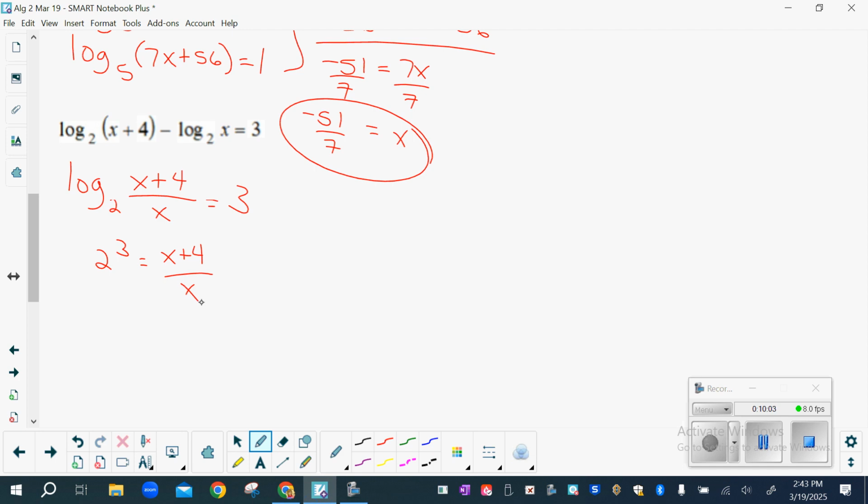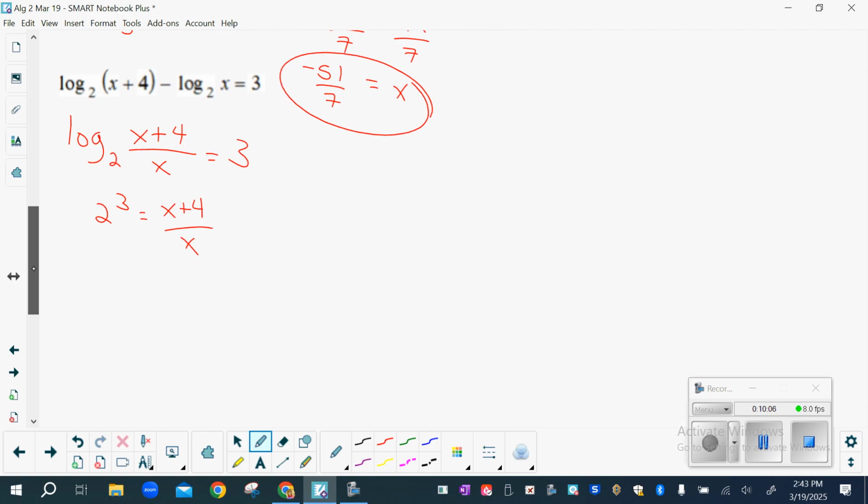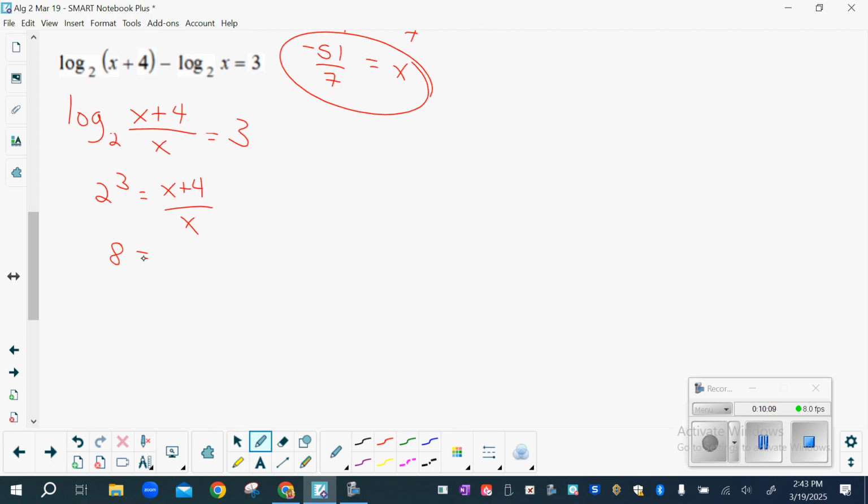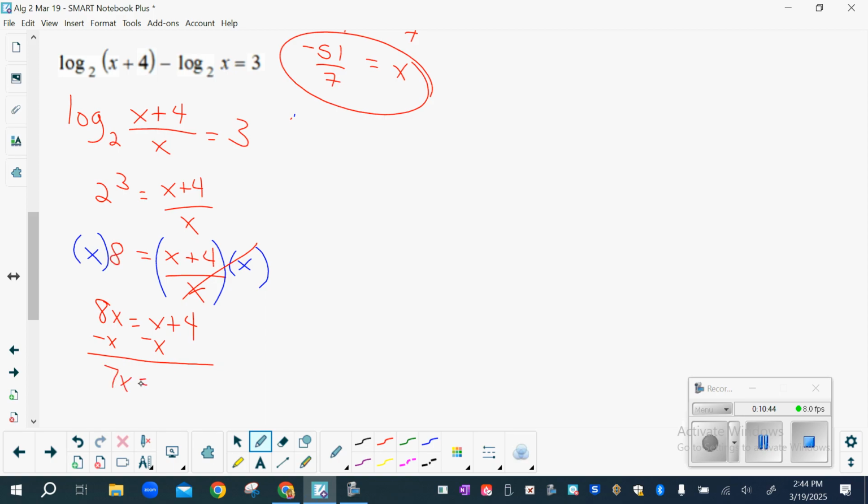So I'm actually glad that that was said because that happens a lot. I get that answer a lot on that. So 2 to the third is 8 equals x plus 4 over x. And then, anybody, what would we do next? Solve that. Multiply by x. So the x's cancel. And we get 8x is x plus 4. Subtract x. Seven x is 4.